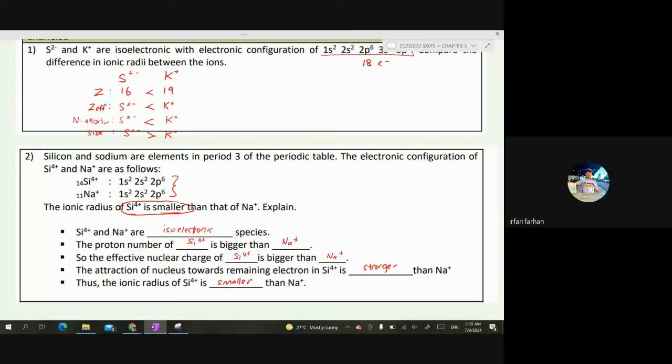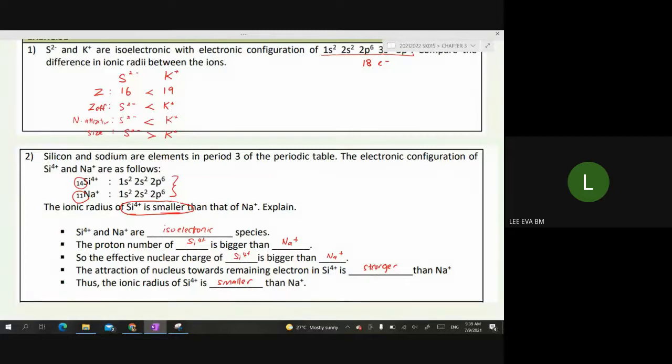Teacher, yang proton number Si tu kita kena ambil yang 14 ke ataupun kita dah siap tolakkan dengan 4? Oh, proton number dia tak ada tolak 4. Yang tolak 4 ialah nombor elektron. Proton number tak kisah dia untuk neutral parent atom ataupun ion, dia tetap sama. Kalau 14 untuk Si, 14 juga untuk Si positive form. Okay, baik. Faham. Alright. Good questions.